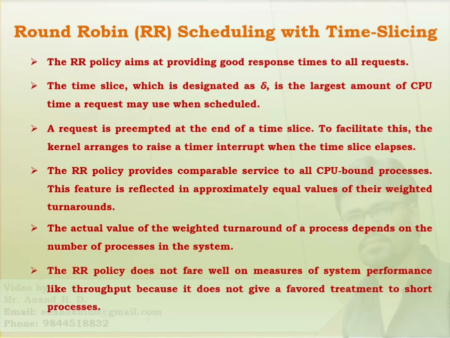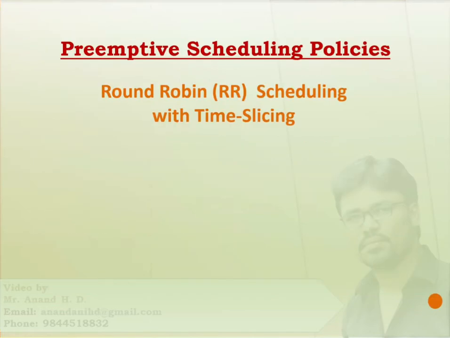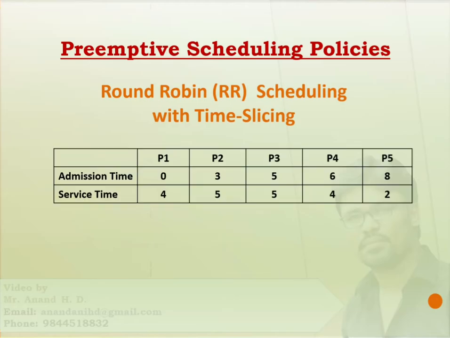The round robin policy does not result in good system performance in terms of throughput, as it does not favor short processes. This drawback can be overcome by employing other preemptive scheduling policies, which we shall be discussing in future videos. Now let us try to understand round robin scheduling with time slicing better by considering an example.